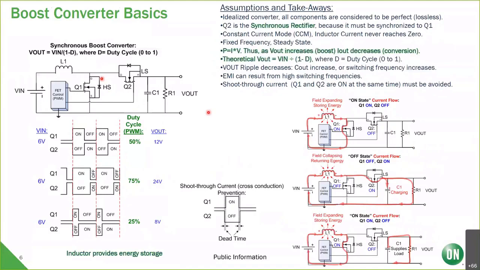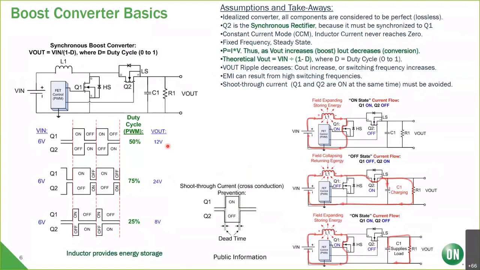So for a boost, now we move that inductor right up against the V-in, and now the high side, low side FETs are in between the inductor and the load. So the theoretical formula for duty cycling has changed. It's now V-in divided by 1 minus D, where D equals the duty cycle from 0 to 1. So if you have 6 volts in, 50% duty, you get 12 volts out.